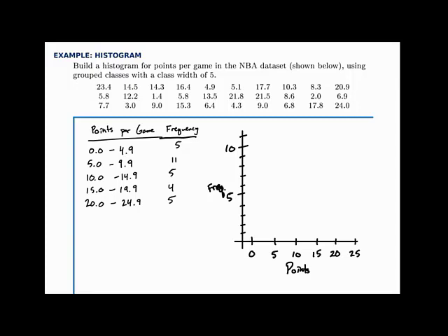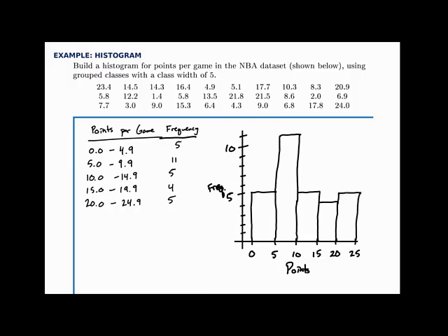In the first class, the frequency is 5, so we'll draw a bar up to 5, ranging from 0 to 5. Then from 5 to 10, the frequency was 11, so that one goes all the way up to the top of the graph. Then from 10 to 15, that frequency was again 5. From 15 to 20, it goes down to 4, so we'll draw it a little shorter, down at the tick mark for 4. And the last one goes back up to 5.